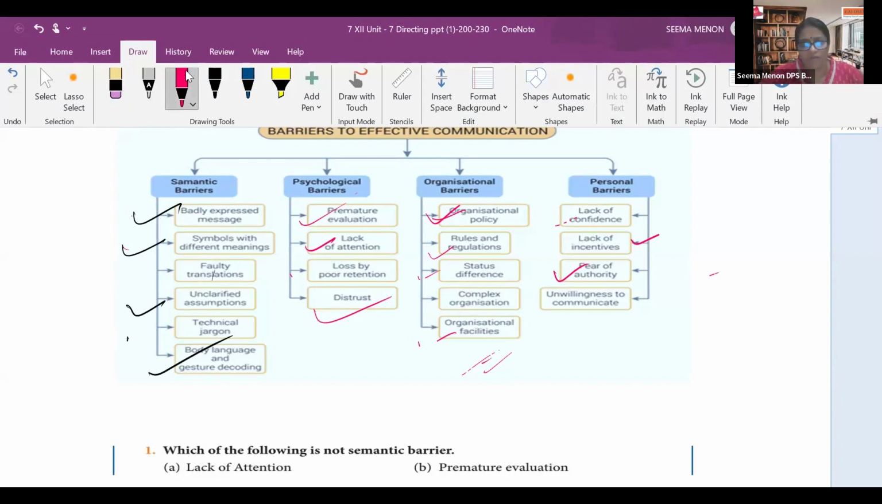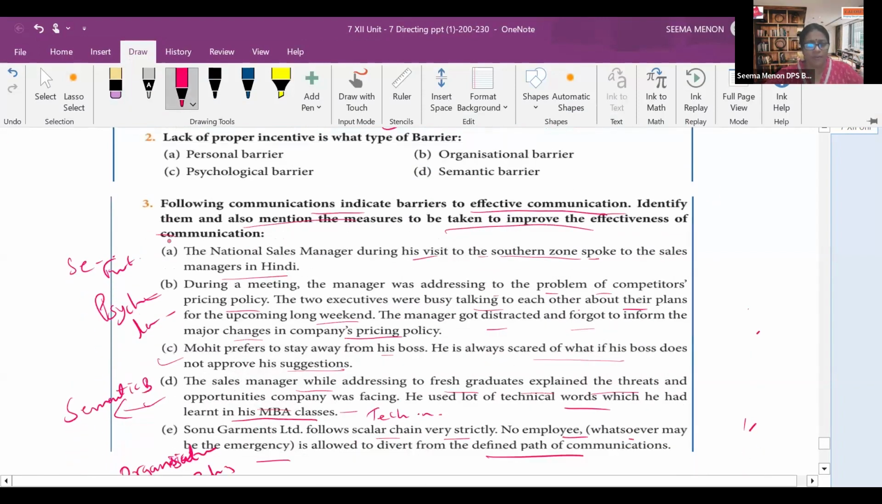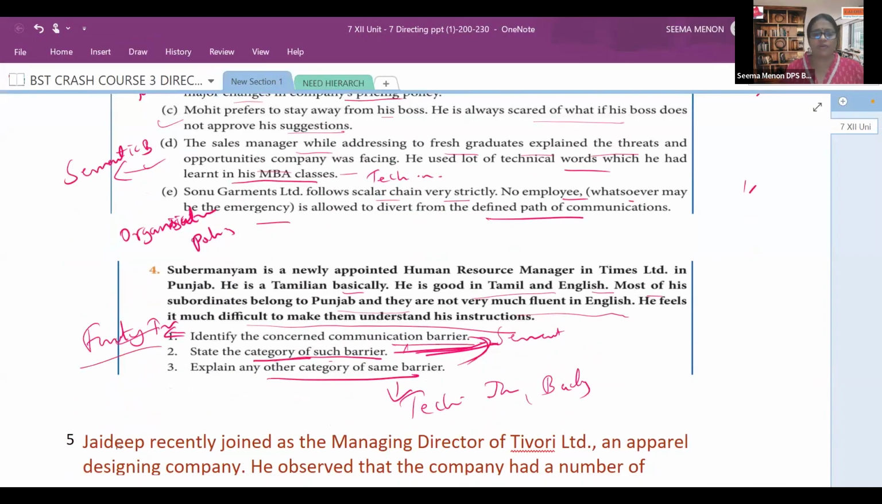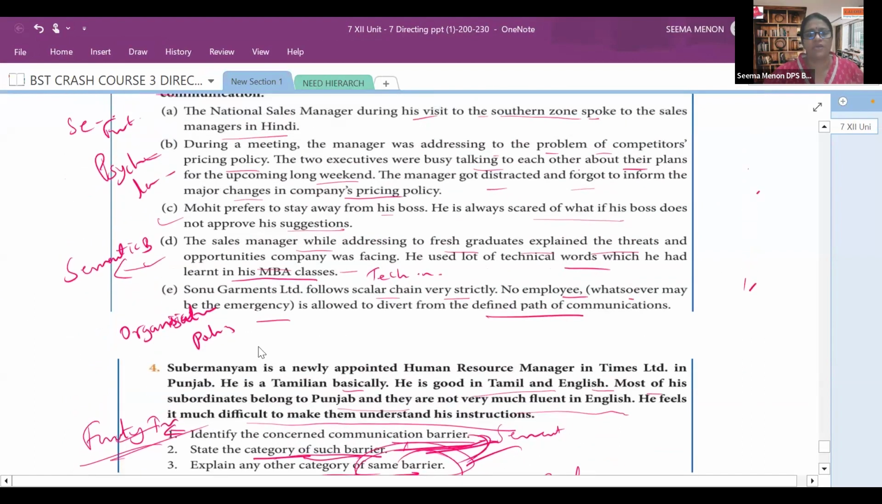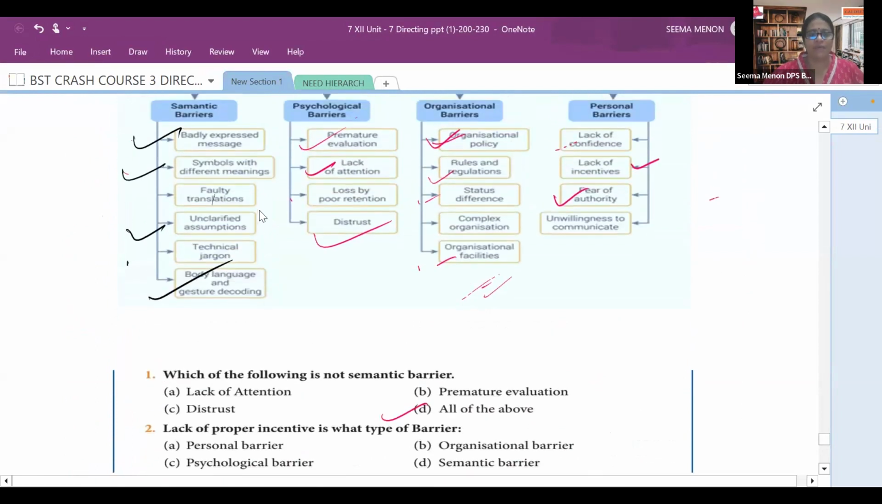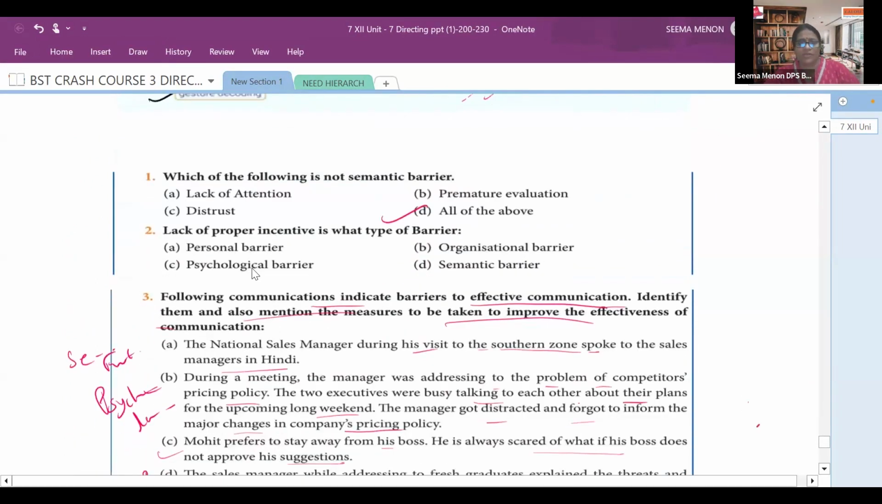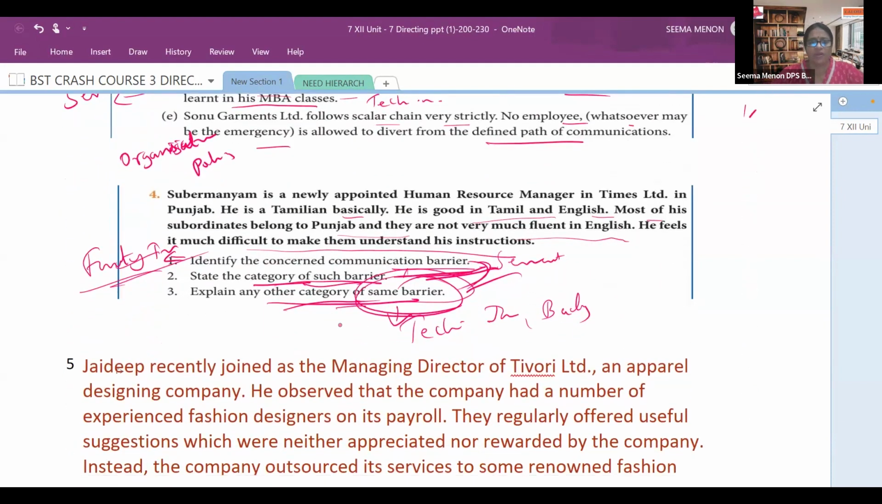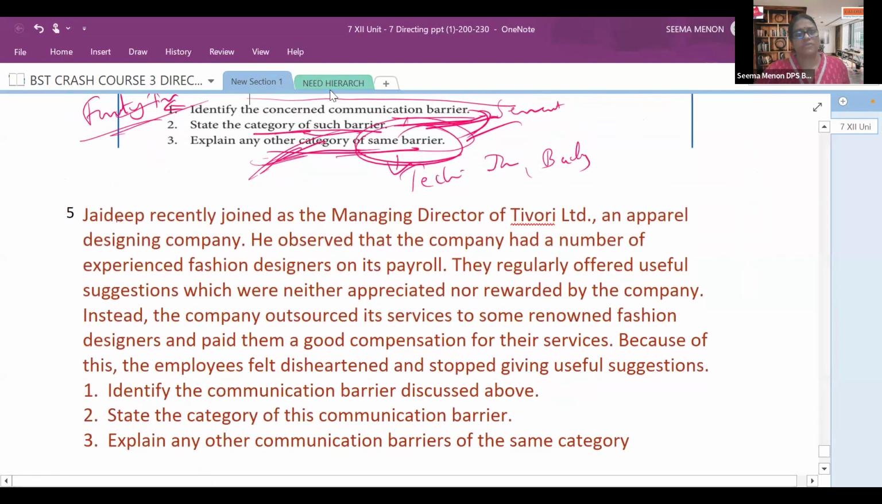So I hope you are clear with whatever we discussed here. Identify the concerned communication barrier: faulty translation, from Tamil to Punjabi. Which category? Semantic barrier. And explain other category of same barrier. Same barrier is semantic barrier. Its other categories: badly expressed message. Then what can come? Symbols with a different language, unclarified assumption, body language, and faulty decoding. All this can be. Technical jargon also you can explain. Even that can be included. But if we take that, language issues. So take care and see you tomorrow. Bye-bye.